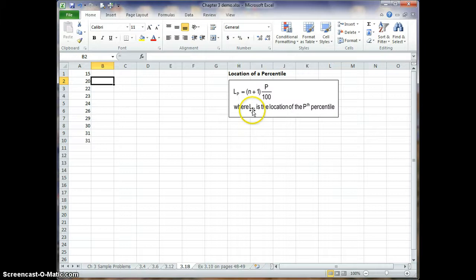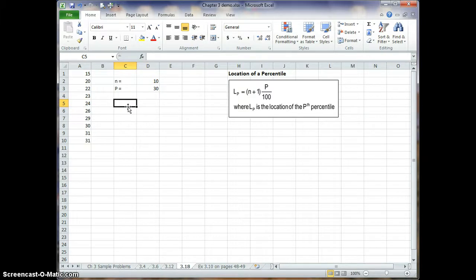L_P, with the P as a subscript, is the location of the percentile, so it's n plus 1 divided by whatever percentile we're looking at over 100. So in this case, let's put in the n first. N is equal to 10 because there are 10 numbers here. And then the P is equal to, in this case, 30.